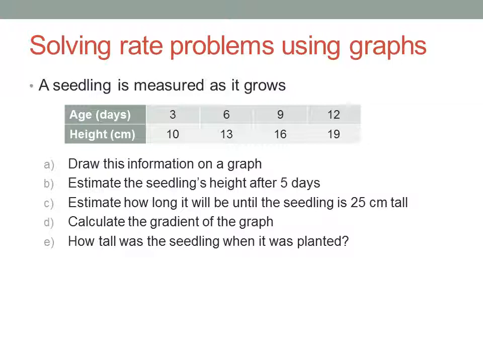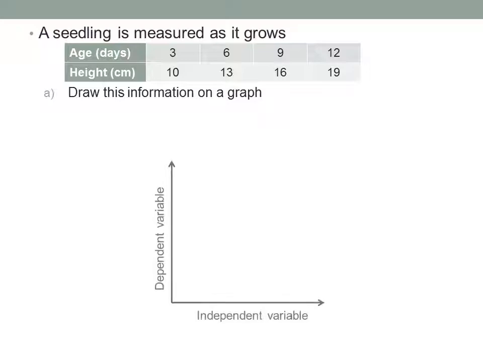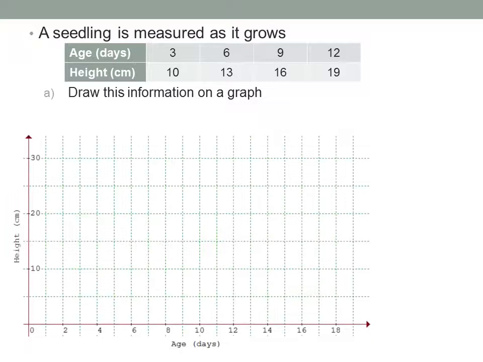We're going to draw a graph and use it to make some estimates. And then we're going to calculate the gradient and work out how tall the seedling was when it was planted. So let's begin. Draw this information on a graph. We're going to need to know which variable depends on which. Try putting them in a sentence. Does the age of the seedling depend on its height? Or does its height depend on how old it is? The height depends on the age.